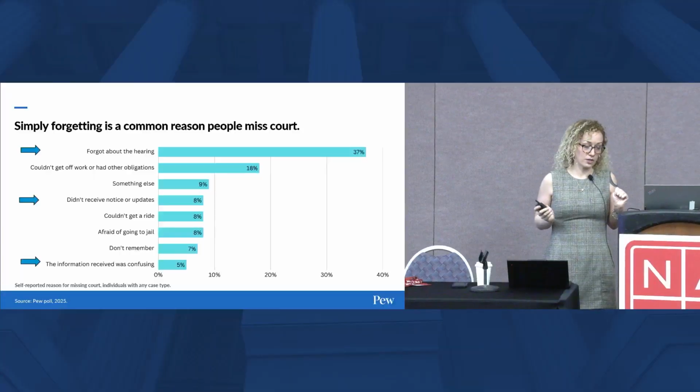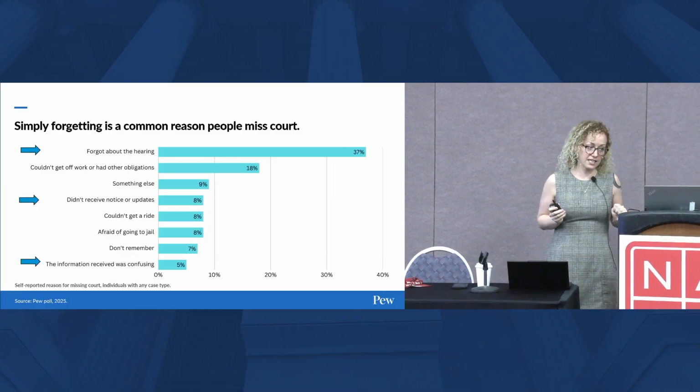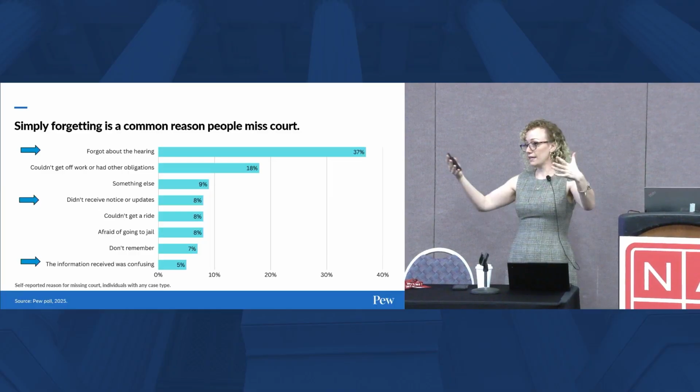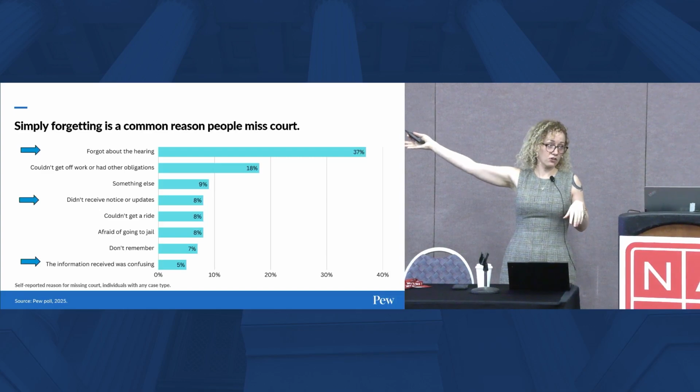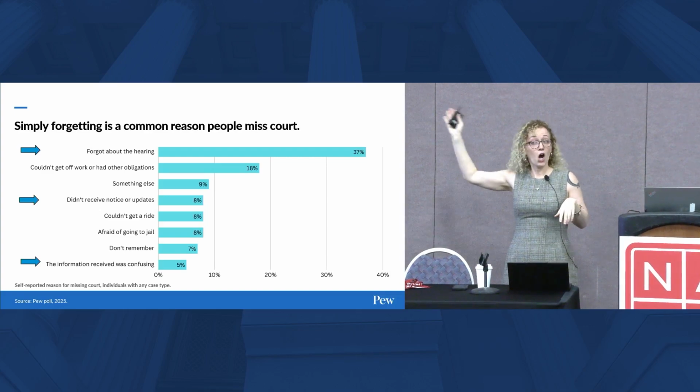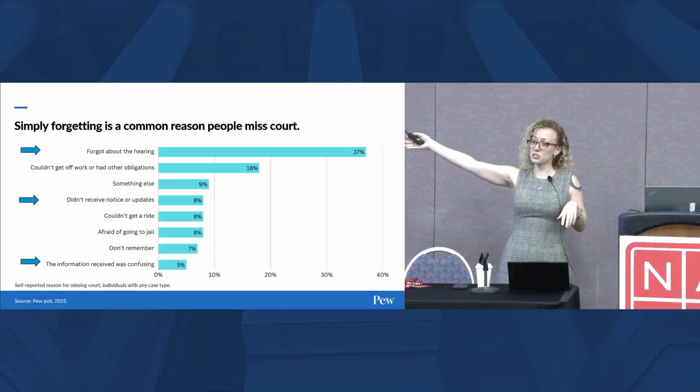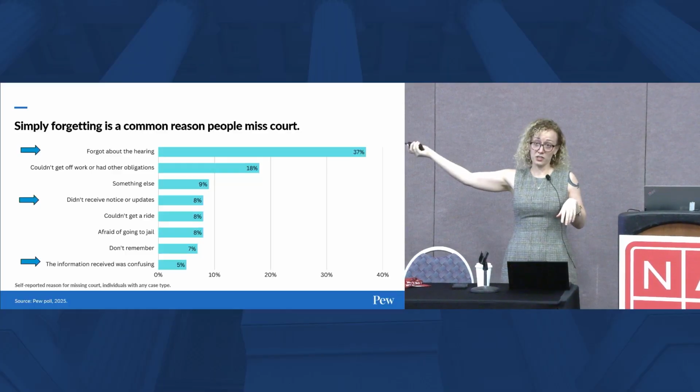And we often rely on those text message reminders that we get from other types of industries. I would never make it to a hair appointment if they weren't texting me in advance. I do want to call attention before we move on to a couple other things on here. 2 other reasons. Didn't receive notice or updates, or the information was confusing. If you combine those with forgot about the hearing, you've got 50% of all of the folks who reported having missed court. All of those reasons are directly responsive to clear, well-designed court communications.